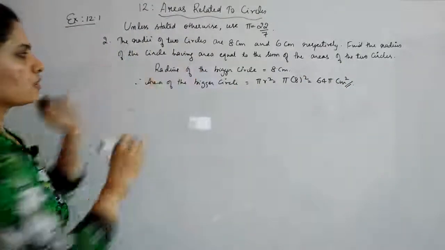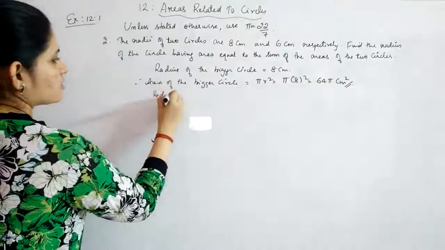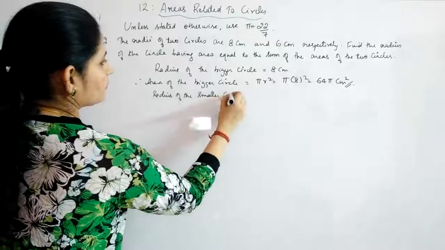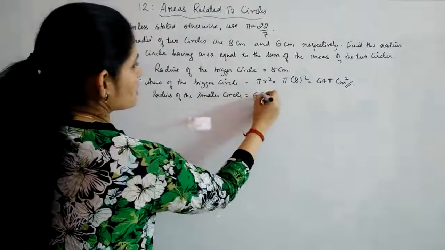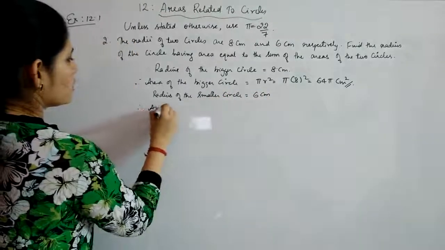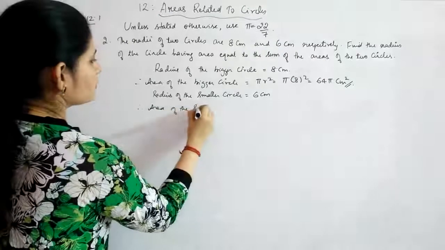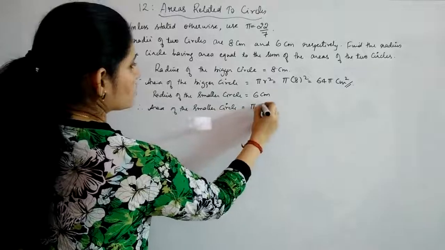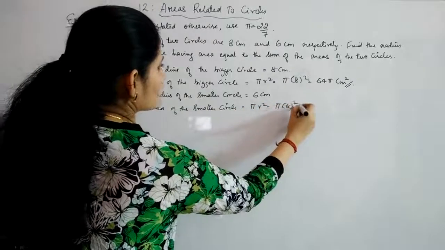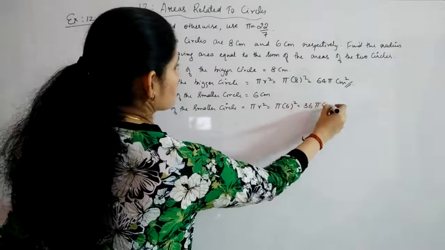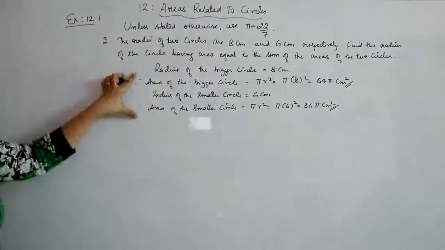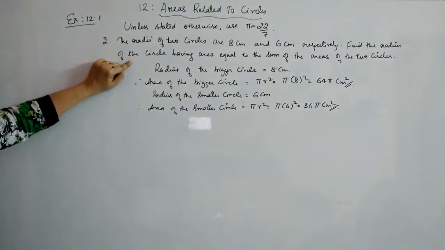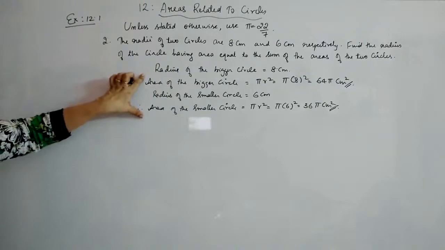Now the radius of the smaller circle is equal to 6 centimeters. Therefore the area of the smaller circle is equal to pi r square, which will give you pi into 6 square, which is equal to 36 pi centimeter square. So you got the area of both the circles and you have to find out the radius of that circle whose area will be equal to the sum of the areas of the two circles.